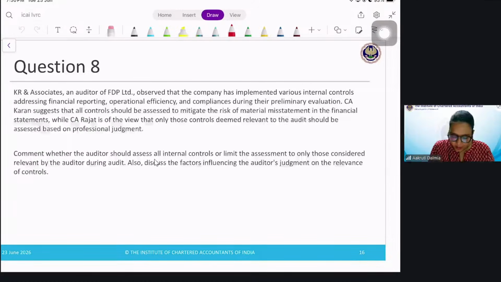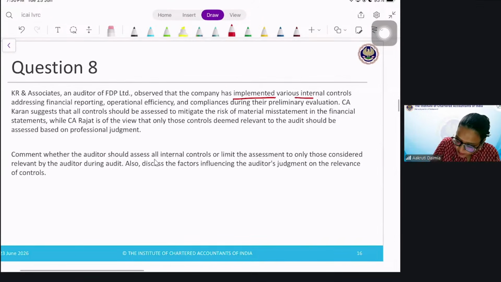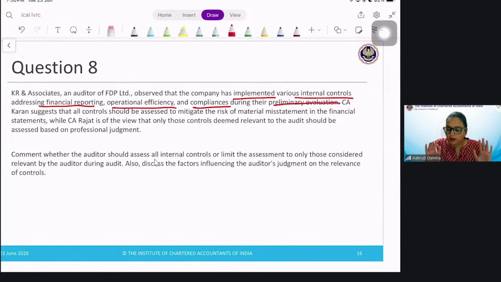KR and Associates, an auditor of FDP Limited, observed that the company has implemented various internal controls addressing financial reporting, operating efficiency, compliances during their preliminary evaluation. Good. The company has internal control for financial reporting, for operations, and compliance-related internal control is also there. Good. That's a good thing. Next, what's the problem?